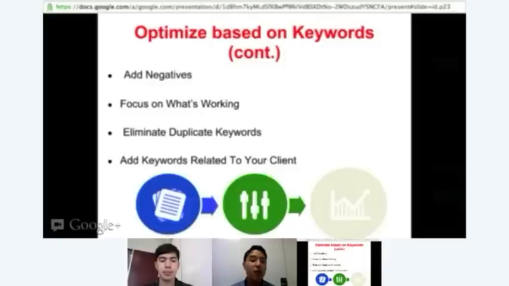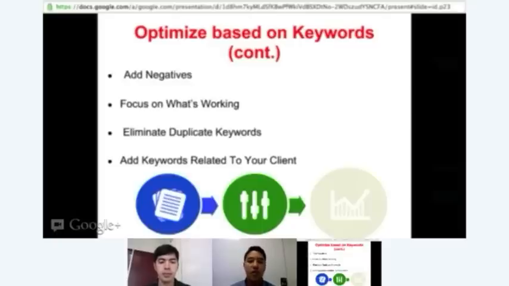The next thing is focus on what's working. So if something's driving a lot of traffic and your client is saying, we're getting a lot of good results from this keyword or this set of keywords, you might consider raising bids on those keywords. Likewise, if there's an ad group or a set of keywords that are spending a lot of money but not achieving your business goals, then you might consider lowering those bids or pausing that ad group. One thing that you definitely want to keep in mind is to not have duplicate keywords across your account.